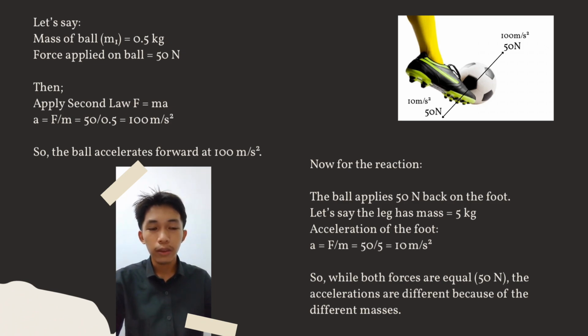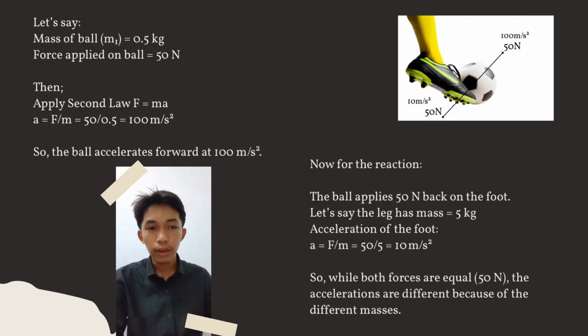So for the ball, we substitute the numbers and we get a is equal to 50 Newton over 0.5 kg, and it equals 100 meter per second square. So the ball shoots forward with an acceleration of 100 meter per second square.